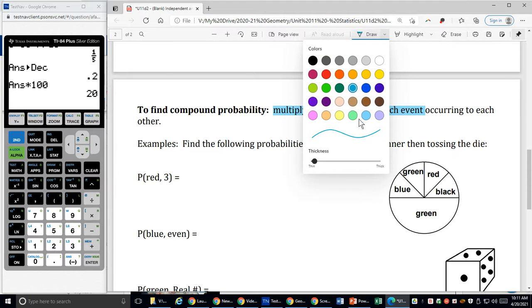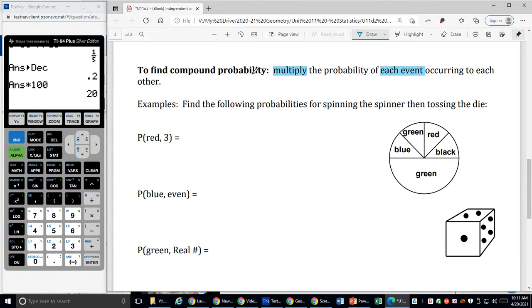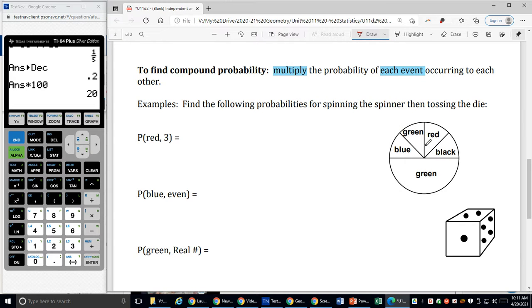All right, so find the following probabilities for spinning the spinner and then tossing the die. I've got this spinner and I'm going to spin it, and then I've got this die. My first one says, what's the probability of landing on red? I'm actually going to use a little color. So here's my red, and I can see that there is one wedge on this spinner that is red. So there's one red outcome out of how many total?